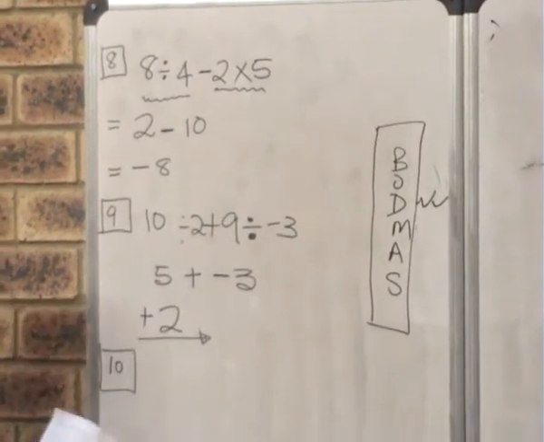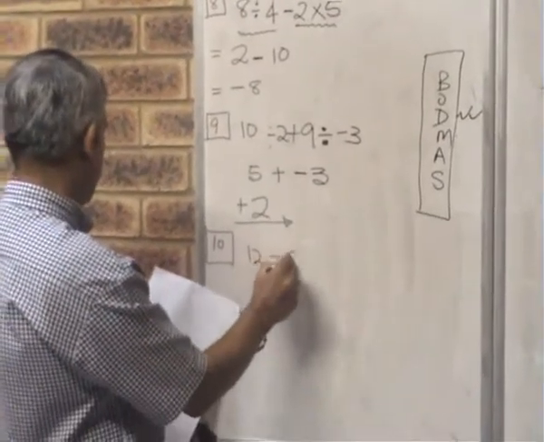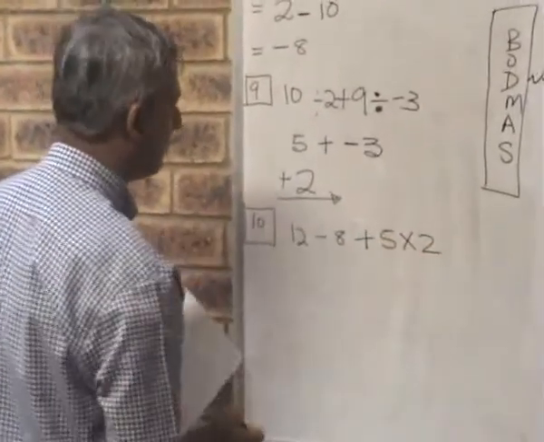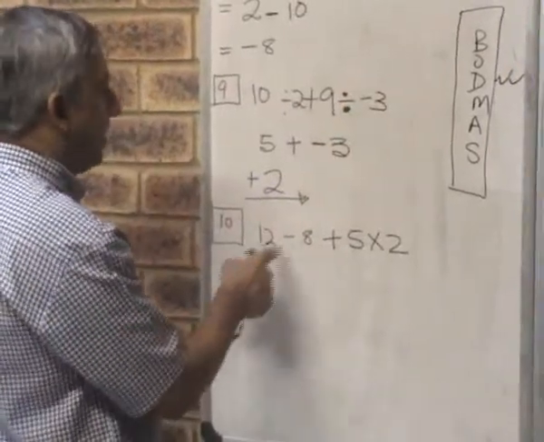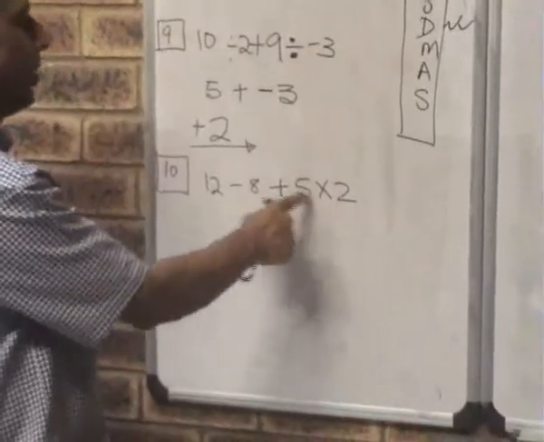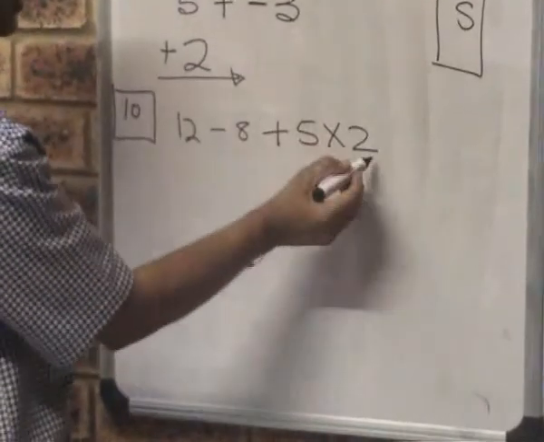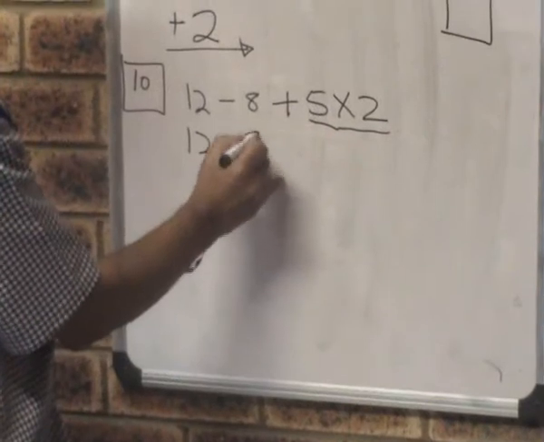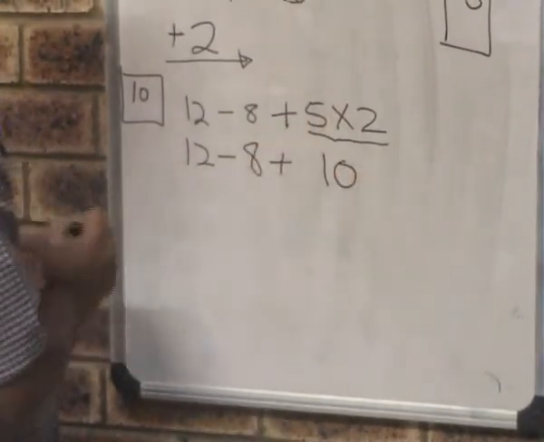Alright, number 10. 12 minus 8 plus 5 times 2. Applying the rule of BODMAS, I'm looking for brackets, no bracket. Looking for of, no of. Looking for division, no division. Looking for multiplication, yes, I found it there. So there's the 12 minus, there's the 8. Plus 5 times 2 gives me 10.